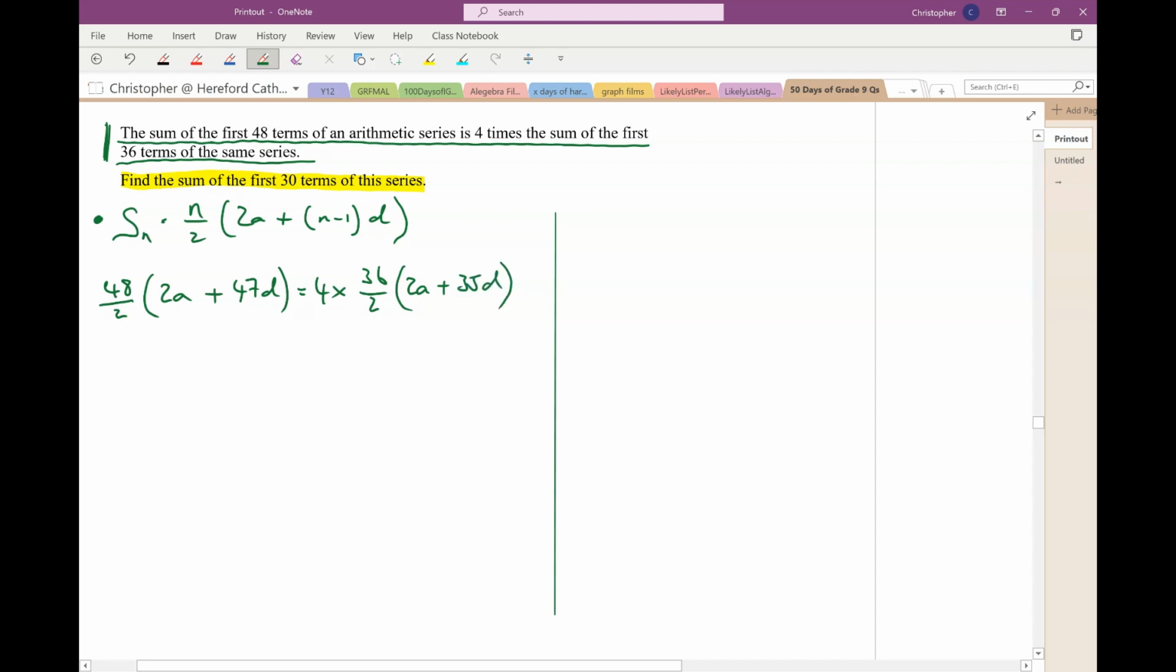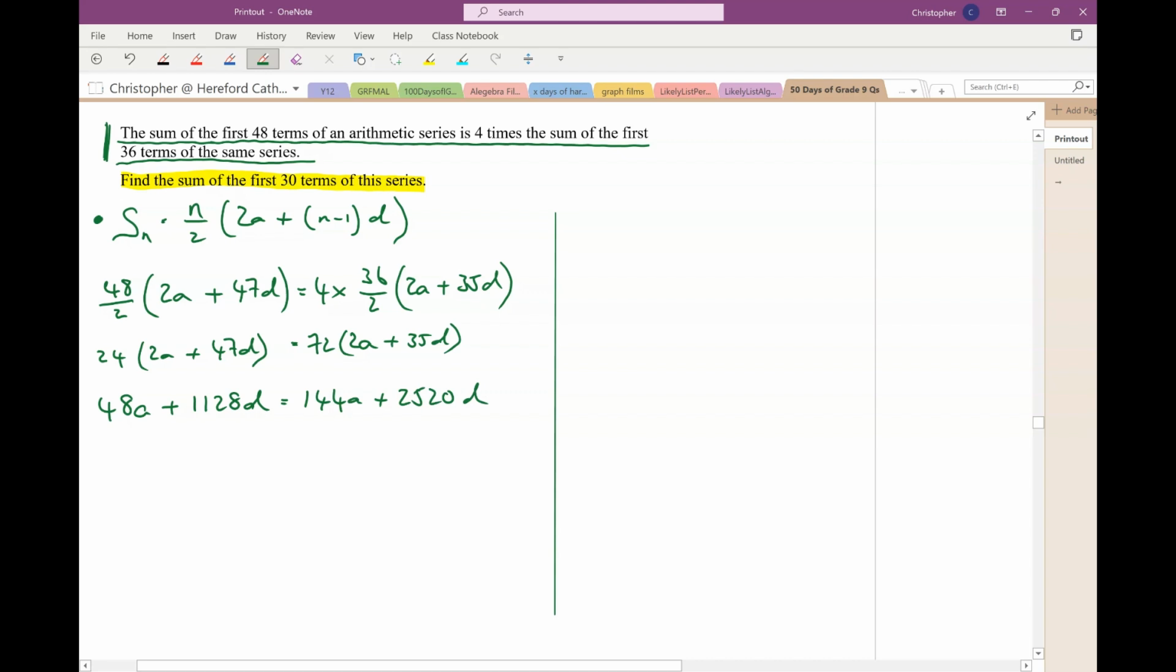Okay, so I'm going to get an equation with A's and D's in it. I've got 24 times 2A plus 47D equals 72 times 2A plus 35D. I could multiply out those brackets, I guess. So 48A plus 24 times 47, 1128D. 72 times 2, 144A plus 72 times 35, 2520D. So I've got an equation there with A's and D's in it.